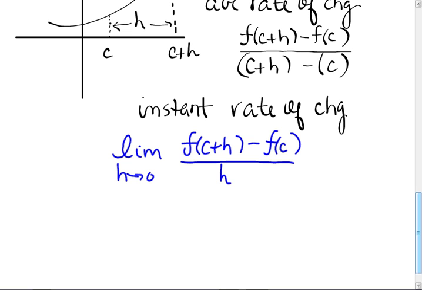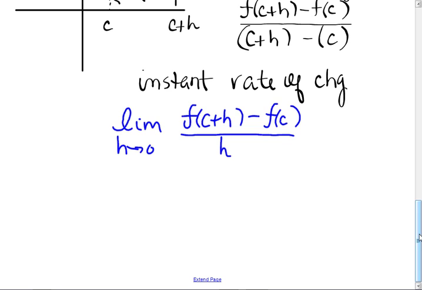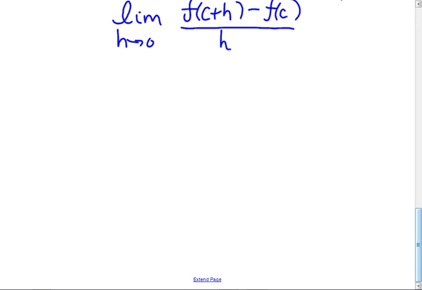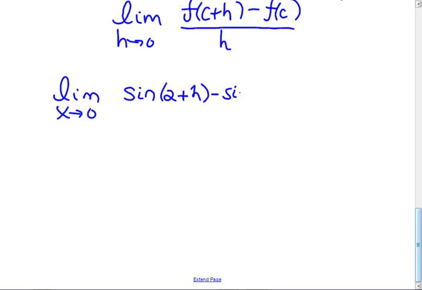So where would this appear on the exam? They might have you do this. They might have the limit as h goes to 0 of the sine of 2 plus h minus the sine of 2 all over h. And I know you don't know your trig formulas. I don't know them either. So I recognize that.